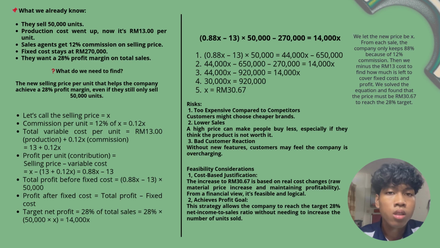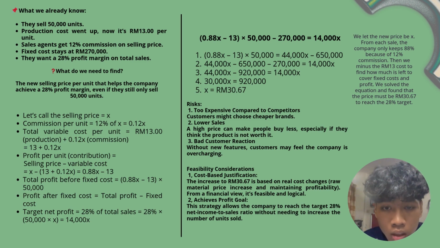So part B, scenario number 2, price adjustment strategy. The question is, the company cannot increase unit sales beyond 50,000. Determine the new selling price per unit required to meet the 28% net income target, and discuss the risk and feasibility of this pricing strategy in a competitive market.